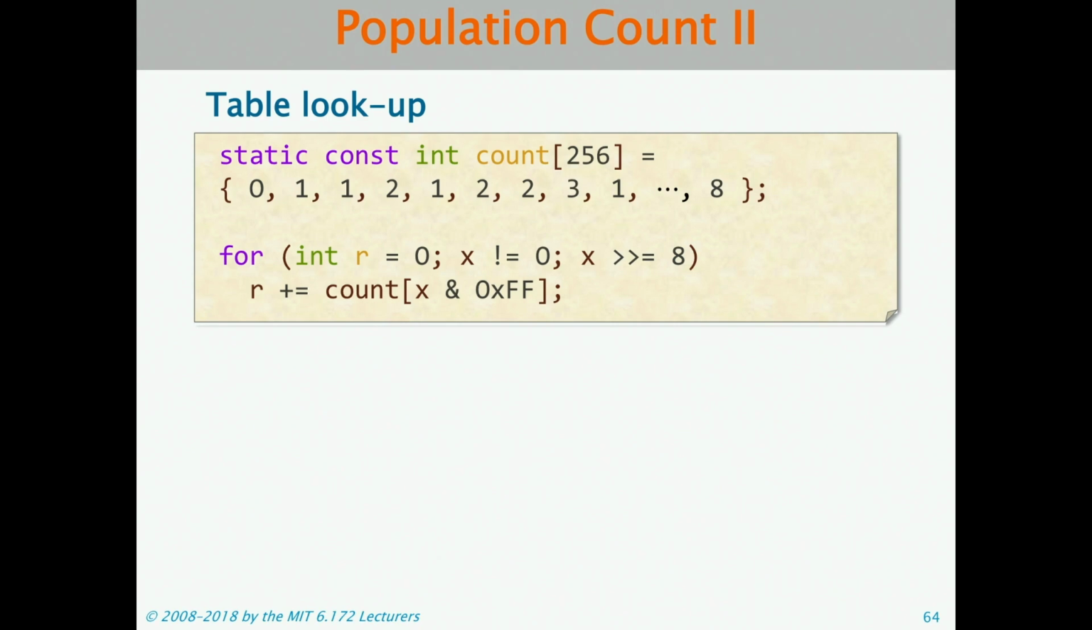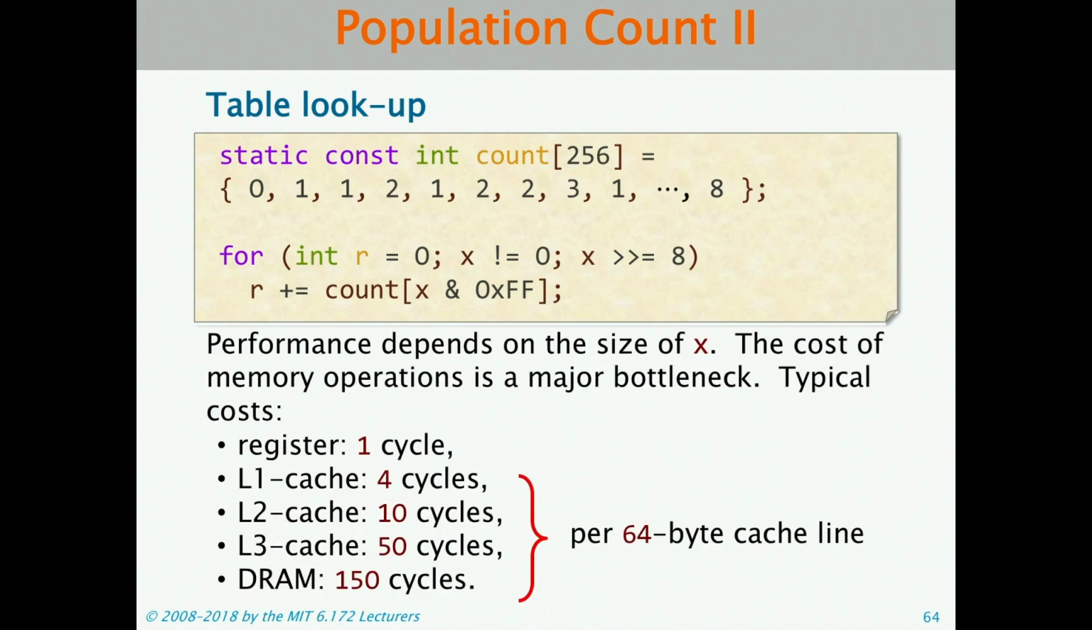So that's table lookup. And the performance here depends on the size of x. If we have a 64-bit word, we need to do this at most 8 times, whereas in the initial code, we might have to do it 64 times if we had 64 1-bits. The cost of this code is bottlenecked by the memory operations because this table is stored in memory, so every time you access it, you have to go to memory to fetch the value there.